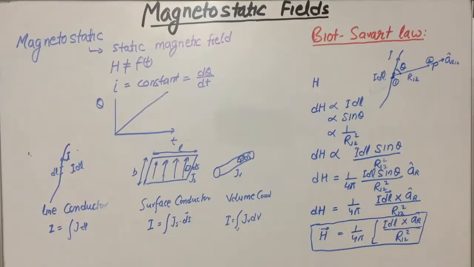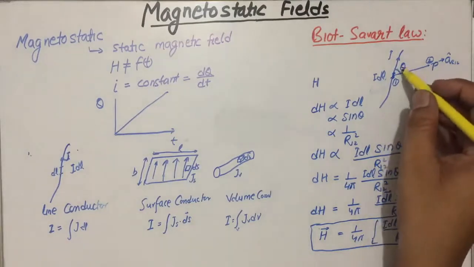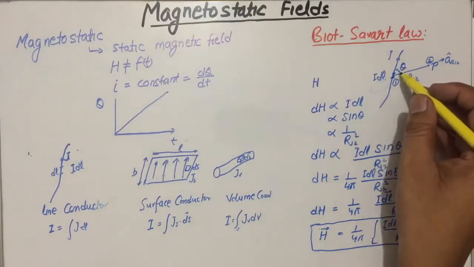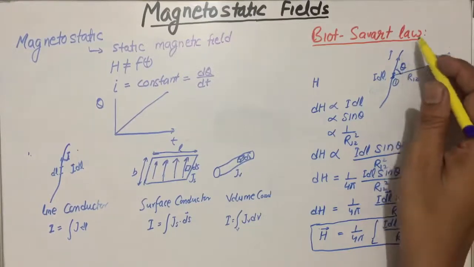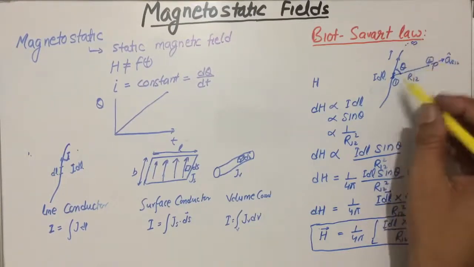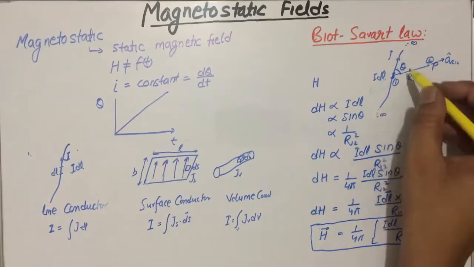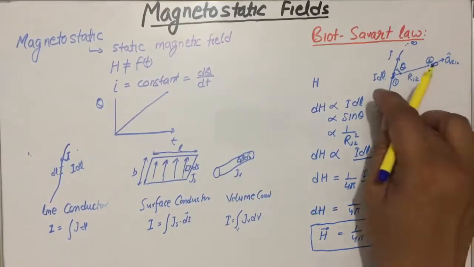Now we will consider the case where the line is of infinite length. If an infinite line current is there, in that case we will try to find the magnetic field intensity at any particular point due to the line from minus infinity to infinity.